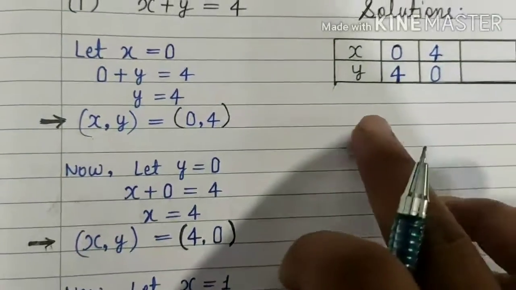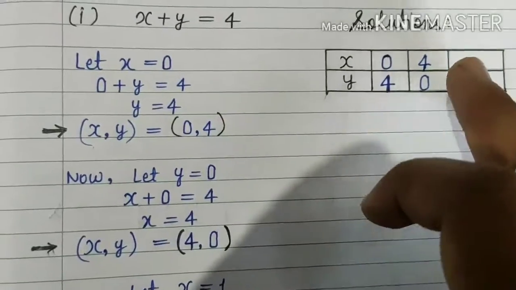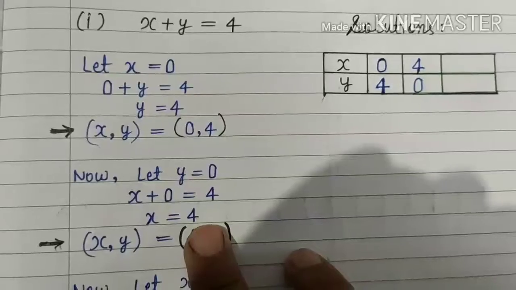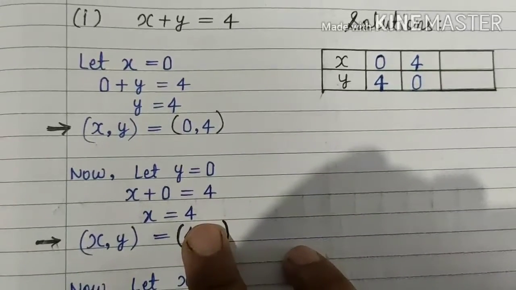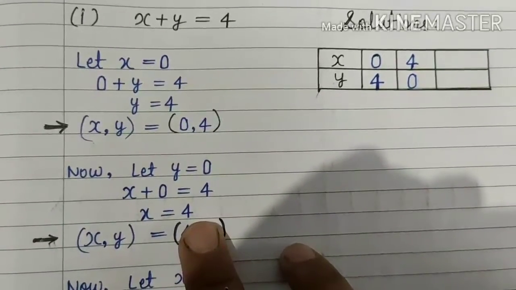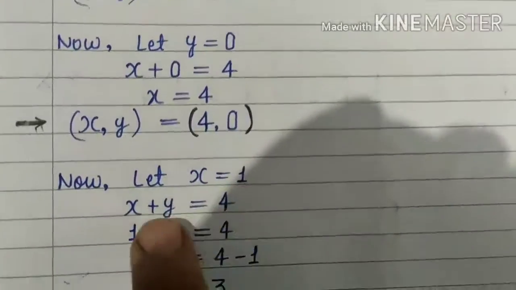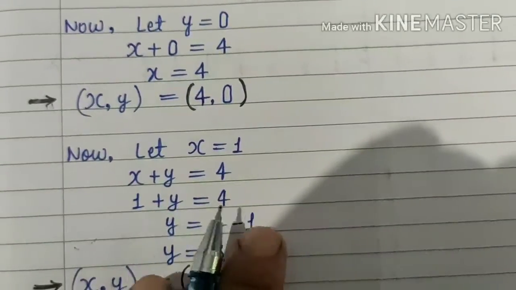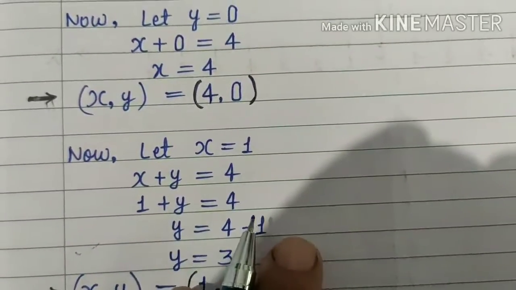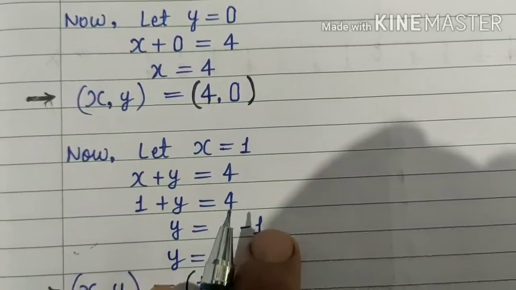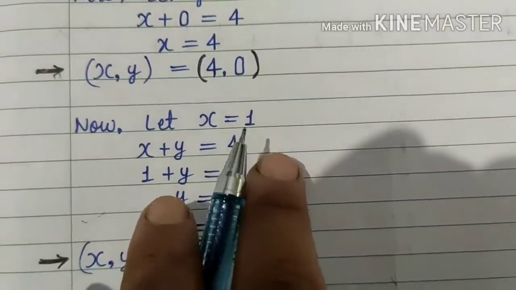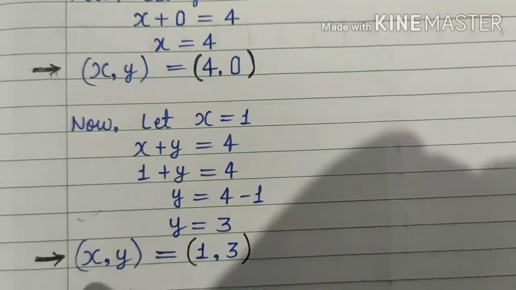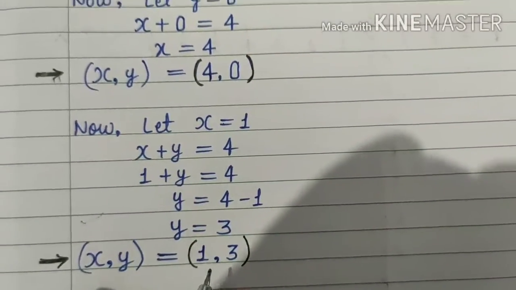We can draw the graph on the basis of these two solutions, but it is recommended to find at least three solutions, so no problem. Now let x = 1. So x + y = 4, and in place of x we put 1. So 1 + y = 4. Now when we move this 1 to the right-hand side, it will come in subtraction form. So 4 - 1 = 3. So when we assumed x = 1, the y value that came is 3. So we got the coordinates (x, y) as (1, 3).